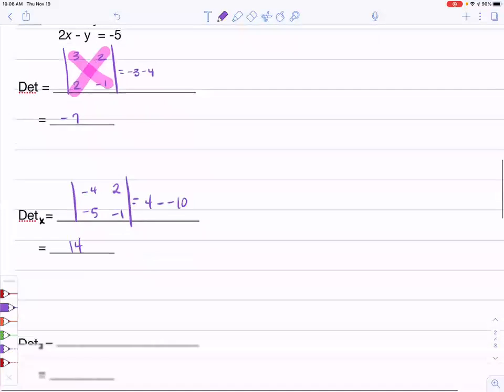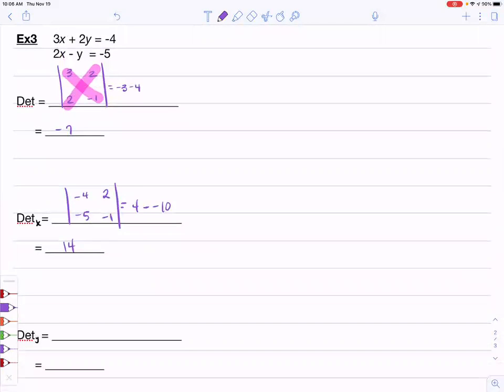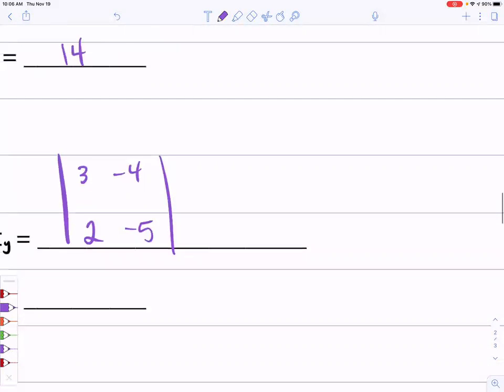All right, then we go to determinant sub y. So now what column gets booted? The y column gets booted, replaced with the constants. So then what is my new matrix that I'm going to find the determinant on? Yeah. So then my first multiplying minus -8, and -15 plus 8 is -7.